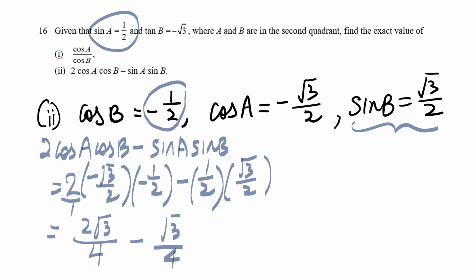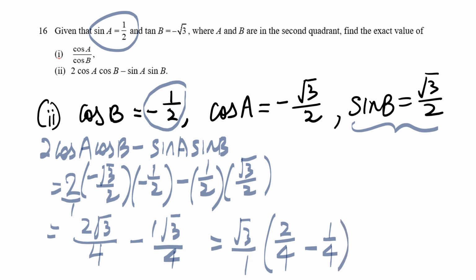Do the same thing for the other one. All right, so we have 2 square root 3 minus 1 square root 3. So that gives us square root 3 over 4. Don't forget your denominator. If you cannot handle that, one way you can do is just to factorize your square root 3 out. Factorize square root 3 over 1, so you get 2 over 4 minus 1 quarter. And 2 over 4 minus 1 quarter is 1 quarter. So that will be 1 quarter times square root 3 over 1 gives you square root 3 over 4. Okay, that will be the answer.